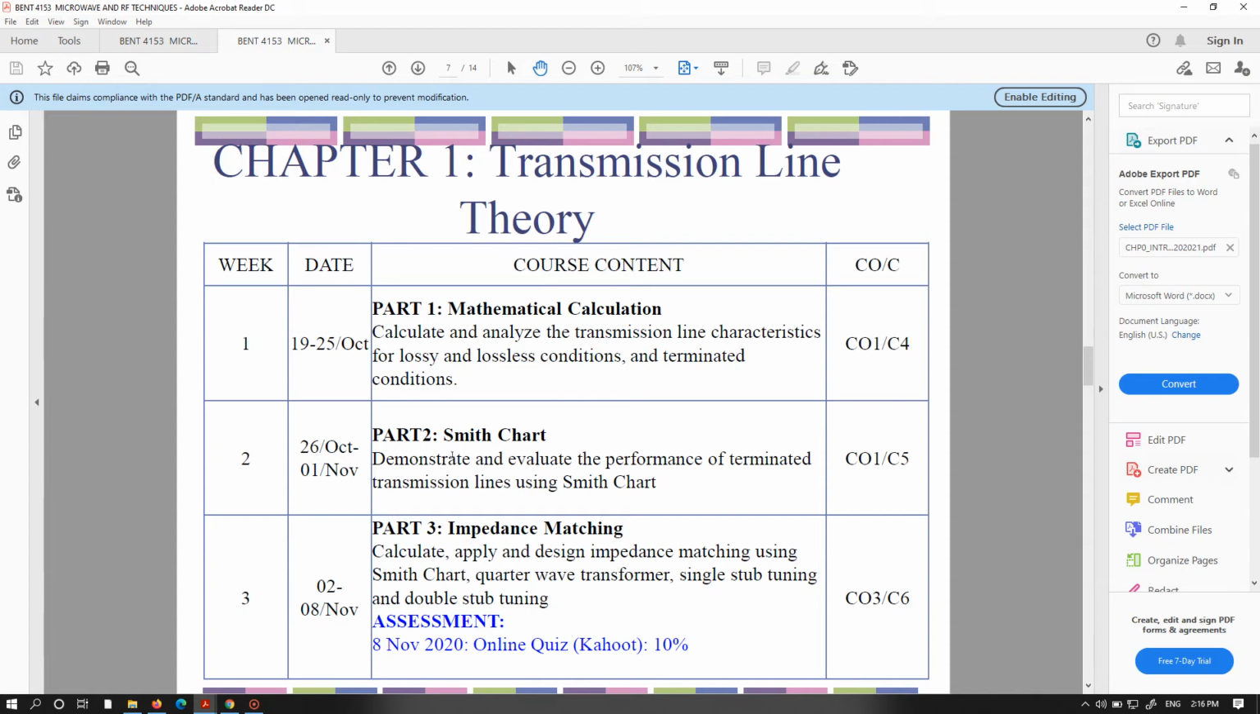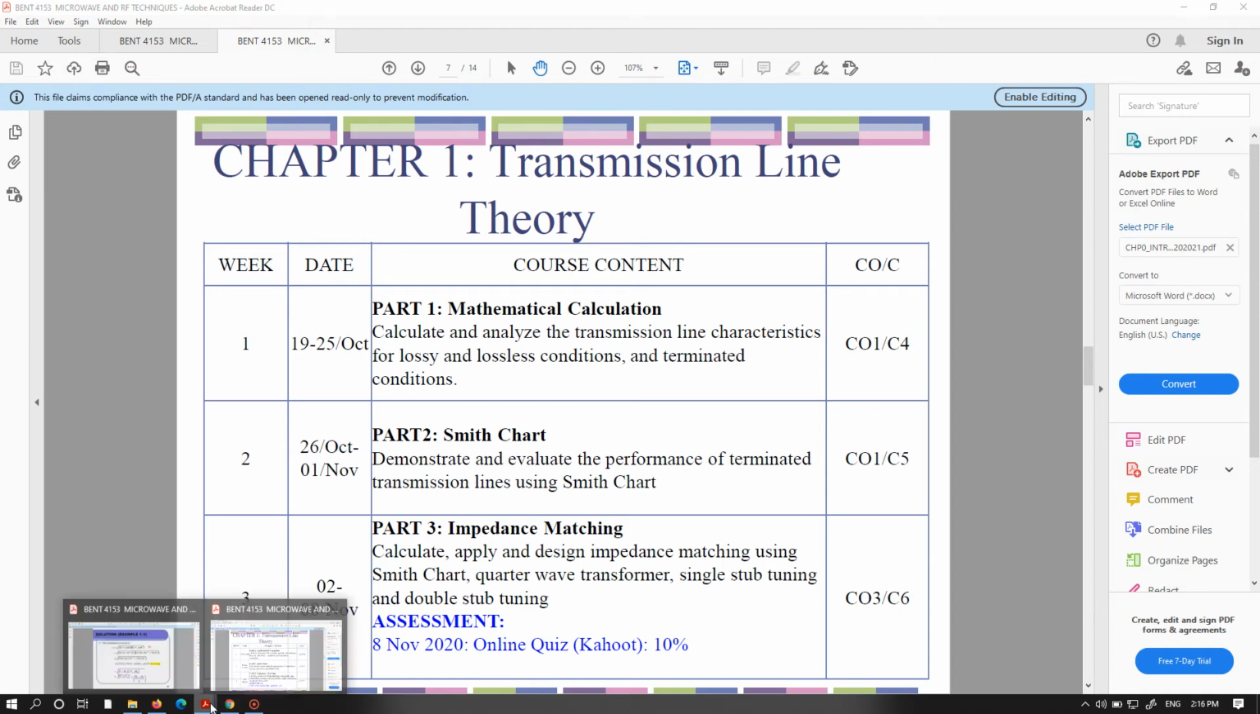The second part is how we evaluate the transmission line using the Smith chart. The first one is how we evaluate the transmission line using mathematical calculations. The second one is the Smith chart, and the third one is how we are going to make our load match with our transmission line. So we have to introduce impedance matching.